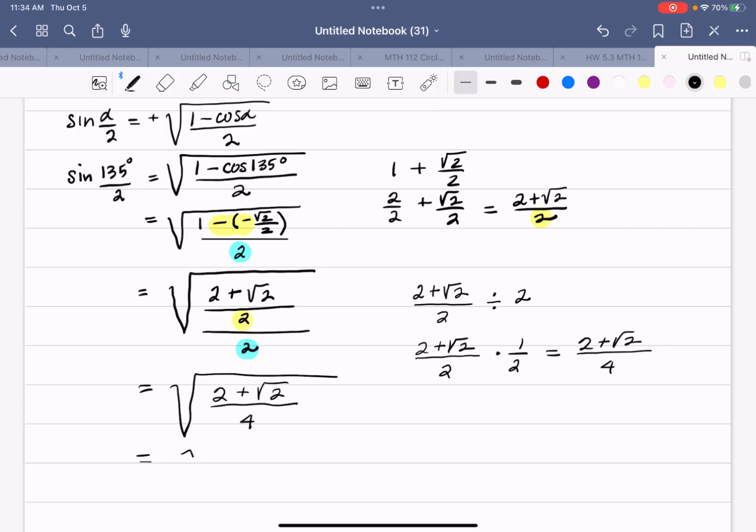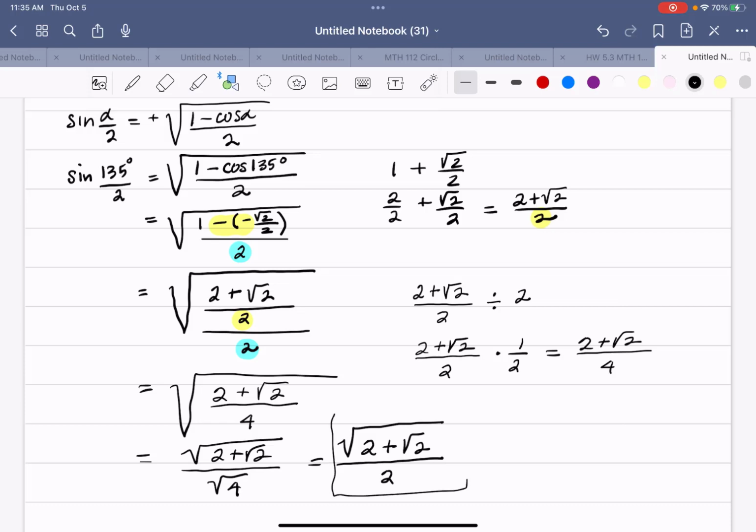And we can separate the numerator, 2 plus the square root of 2 inside a square root, from the square root of 4, and get our final best reduced answer, the square root of 2 plus the square root of 2, all divided by 2. So our final answer is the square root of 2 plus the square root of 2 inside the radical all over 2 outside of the square root.